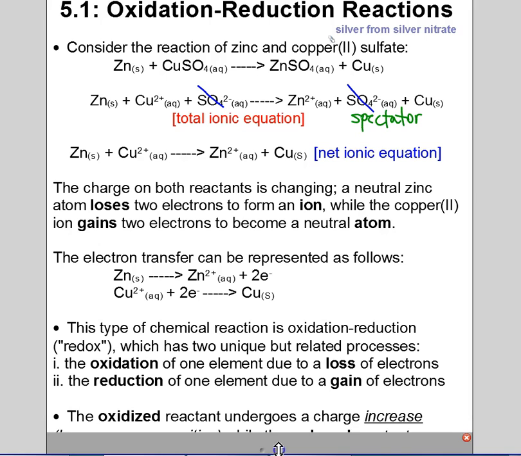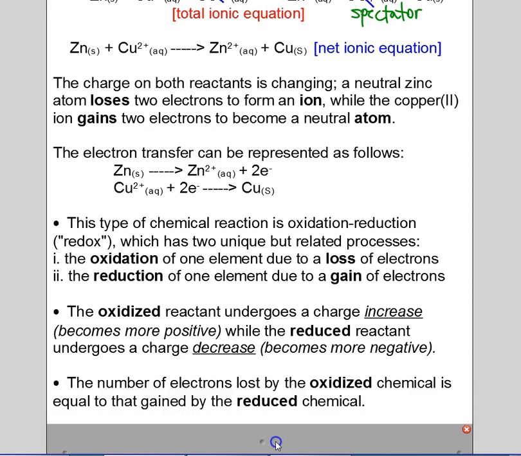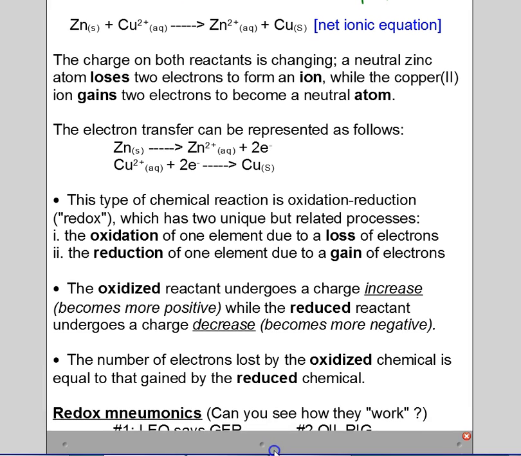There are some ways that we can remember the two types of reactions. Down at the bottom here, you'll see some mnemonics, which are little word tools that we can use to memorize some scientific ideas. So LEO says GER is one and OIL RIG is another. So you can figure out how those two mnemonics work. So we've introduced oxidation reduction.